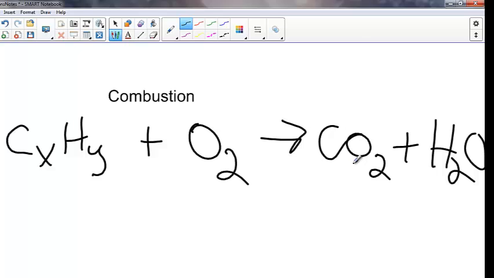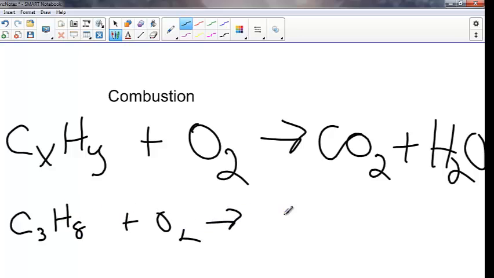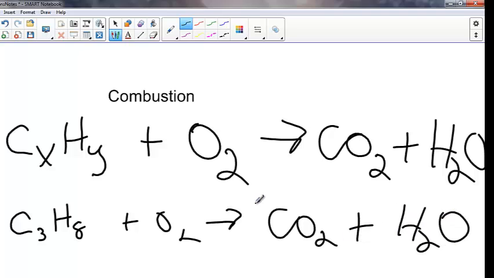And of course it needs to be balanced. So if I have something like C3H8 plus O2 goes to CO2 plus H2O. That's a 3 there and a 4 there. That gives me 6 and 4, 10 oxygens, 5. And balanced. That is a combustion reaction.